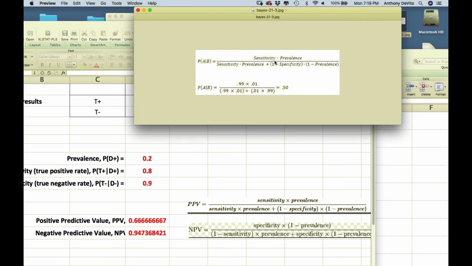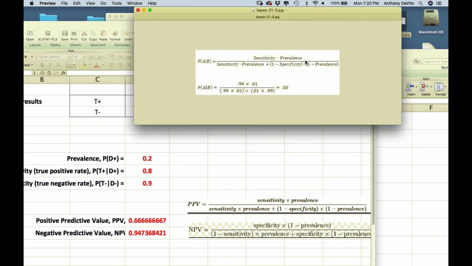Okay, on top we have the sensitivity times the prevalence. So let's think about that. The sensitivity is 80%. I'm going to work with our first example, 10% prevalence. Sensitivity is 80%. The prevalence was 10%, right? 80% times 10%, right? 10% of the people have the disease.